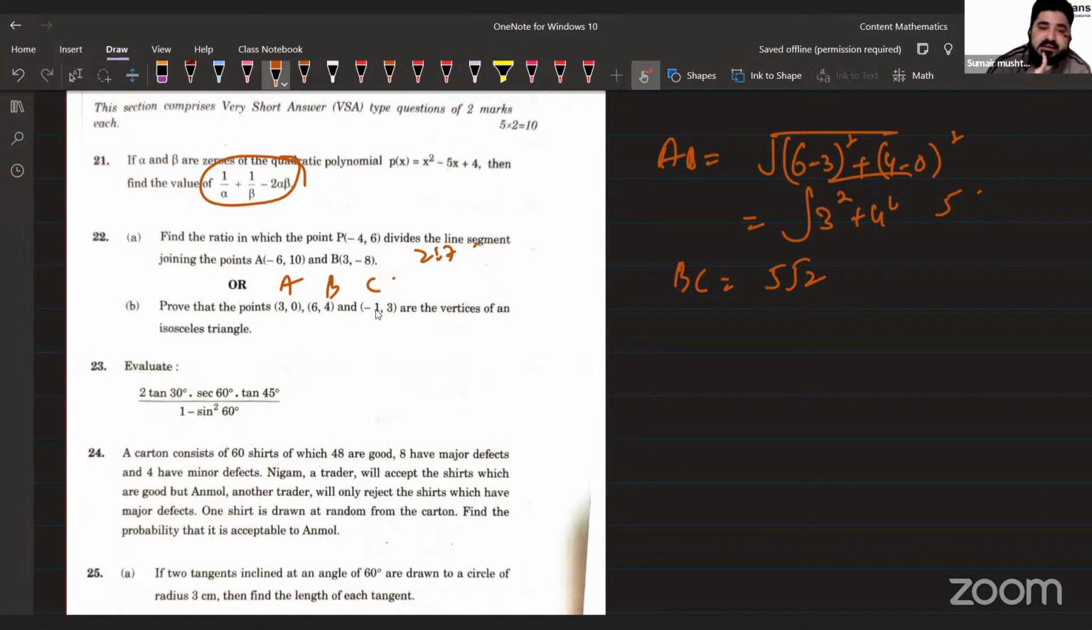Okay. Now AC. This is 4. 4 plus this, the AC will be equal to root of 5. Okay. So no, this is 5 only. Okay, you can see 5 and 5 is equal.